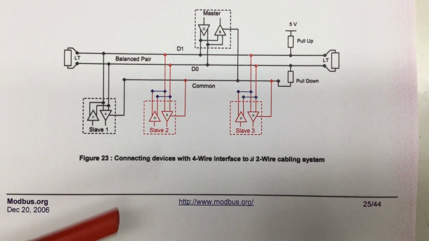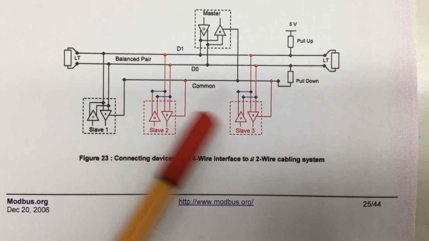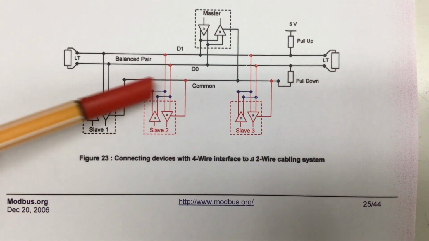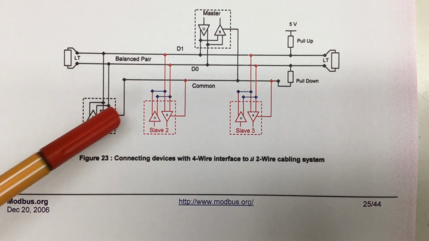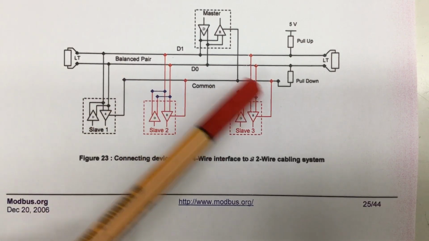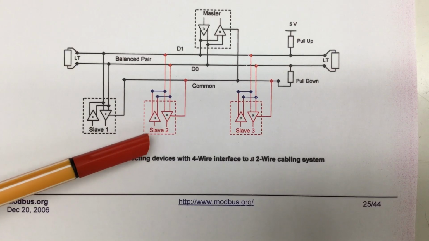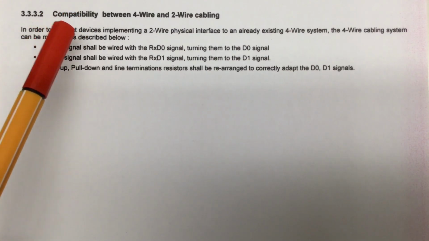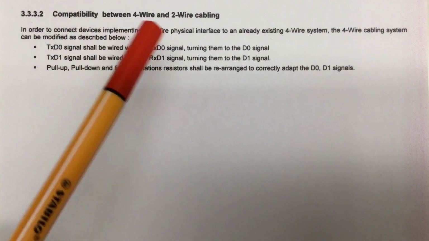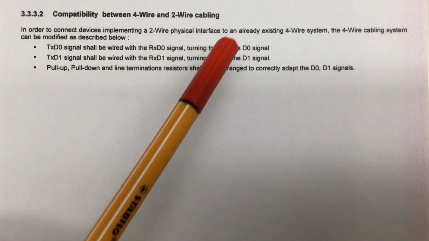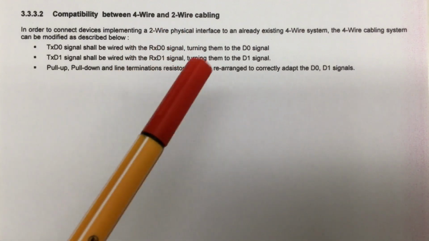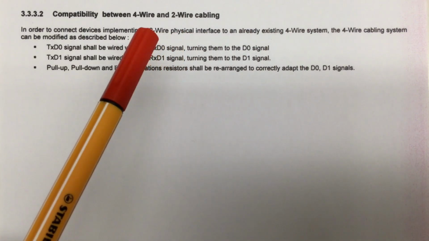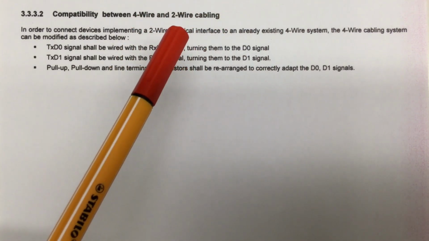Figure 23 shows you how you can connect full duplex transceivers to a half duplex bus. I've shown you how that works in the previous video, but please note again, these transceivers must now be able to cope with the fact that they are receiving their own transmissions. So the extent of the compatibility between 4-wire full-duplex and 2-wire half-duplex cabling is that as soon as you have a single half-duplex device on your bus, the whole bus falls back to 2-wire half-duplex mode.